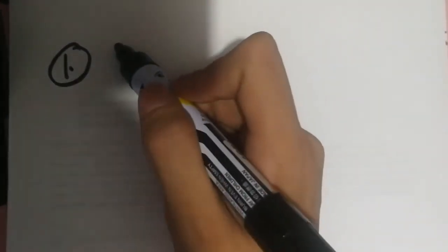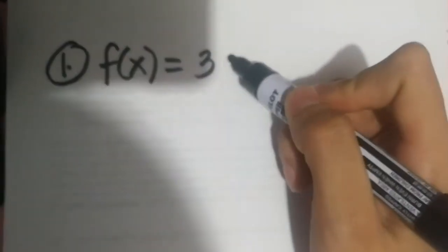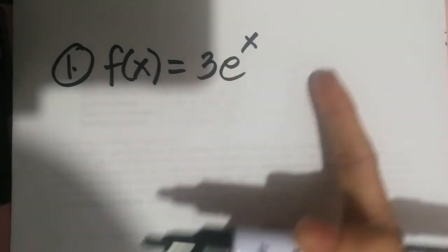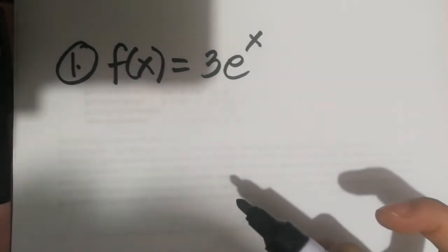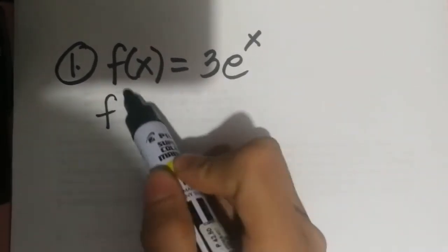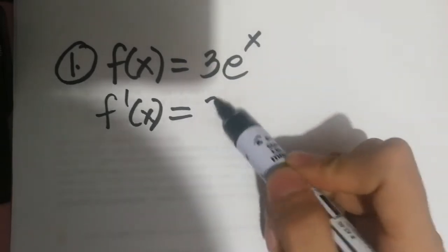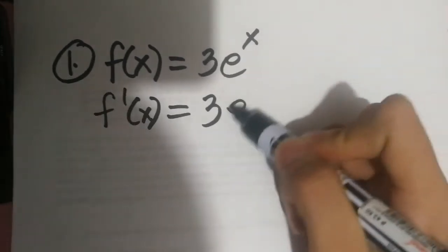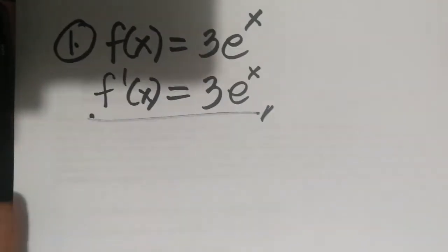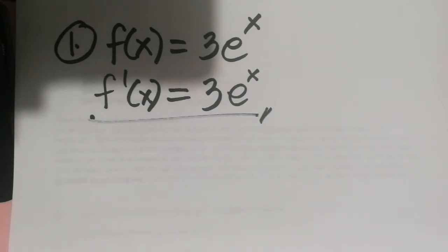Another example for the derivative of trigonometric and exponential functions. So let's have number one. Find the derivative of f of x is equal to 3e raised to x power. So in this case, you have to apply the constant multiple rule and rule number one of the derivative of exponential function. So we have f prime of x is equal to, copy the constant, that's 3, and the derivative of e raised to x power is still e raised to x power. So this is the derivative of 3e raised to x power.